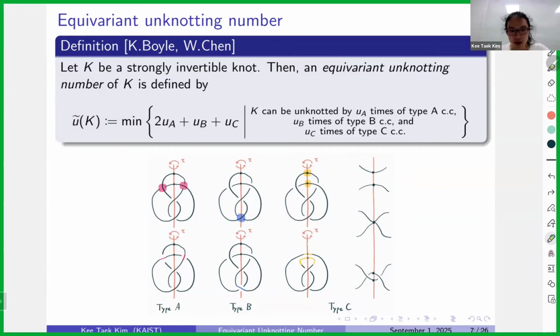And now the equivariant unknotting number is defined in the following natural way. We say the equivariant unknotting number is the minimum number such that K can be unknotted by u_A times type A crossing change, u_B times type B crossing change, and u_C times type C crossing change, then take the minimum of 2u_A plus u_B plus u_C. It is natural to put the coefficient 2 here because we have two crossing changes here.